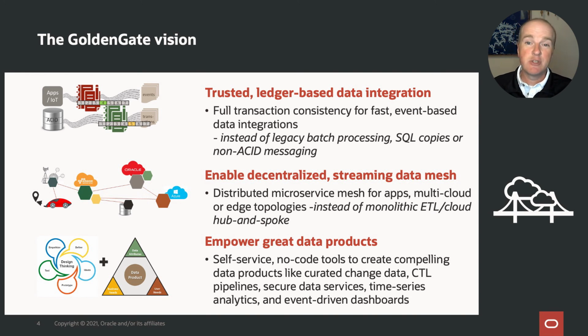So our vision within GoldenGate has 3 pillars. Being able to provide trusted ledger-based data integration, and really that may be something that you've never thought of, or you've never thought that you didn't have until you start thinking about your batch processes. And when we look at batch processes, the fact that we're always looking at a snapshot of data, we're comparing that snapshot of data to be able to see our changes, and then we're loading that into our analytical environment so we can do our analysis there.